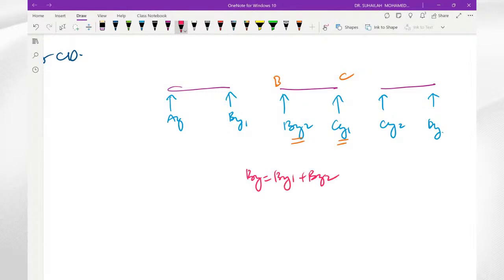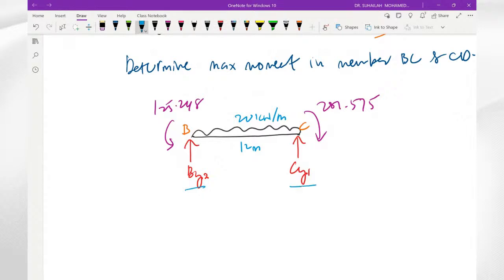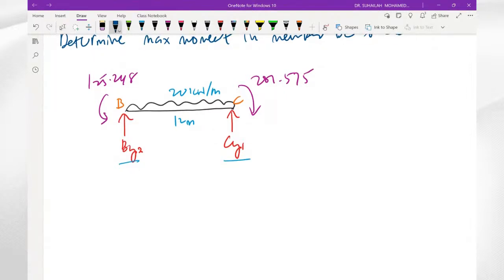All this has been discussed, as I mentioned, under chapter number 11, slope deflection method. Same goes to CY. CY is equal to CY1 plus CY2. Now we are considering member BC, so that is why we have this label. We will analyze this just like we analyze a simply supported beam, using equilibrium equation, we will determine the value of BY2 and the value of CY1.